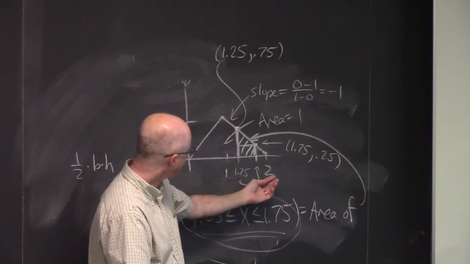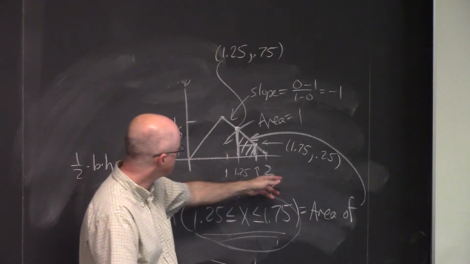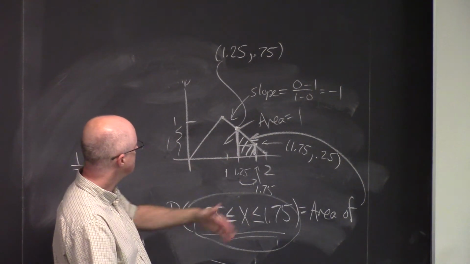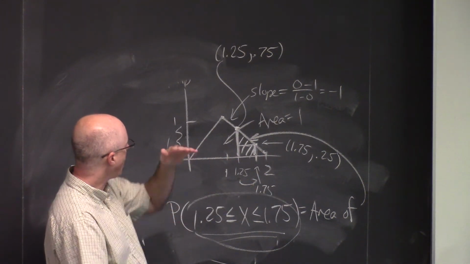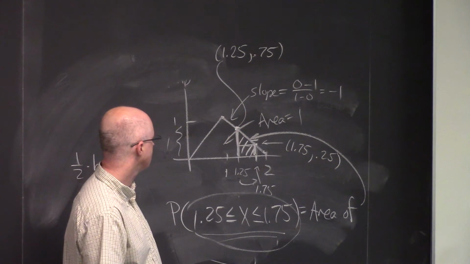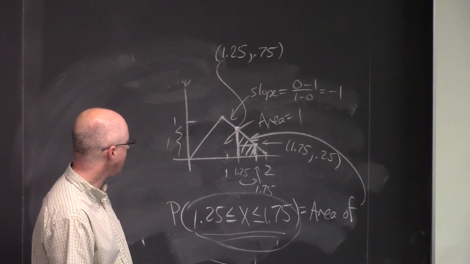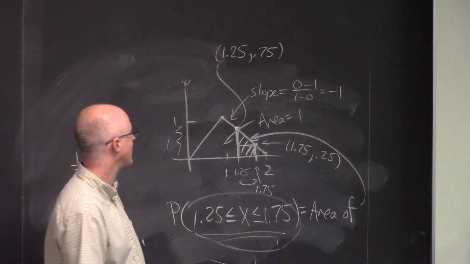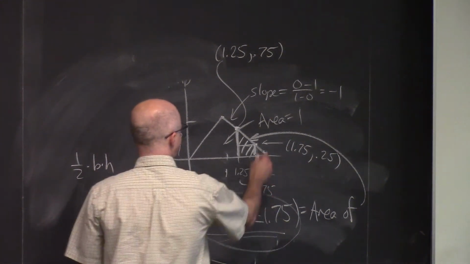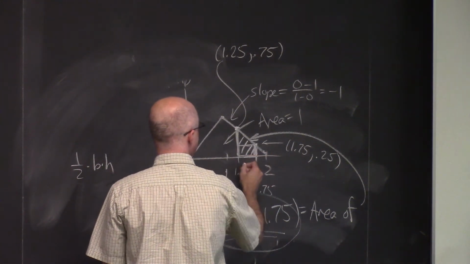Another way to think of it is x going backwards from 2 back to 1.75, going down by 0.25. Y would have to go up by 0.25. Any way you can figure it out is great. If you didn't follow what I said, you're going to want to think about it after class. The height of this is 0.25. The base there is 0.5.